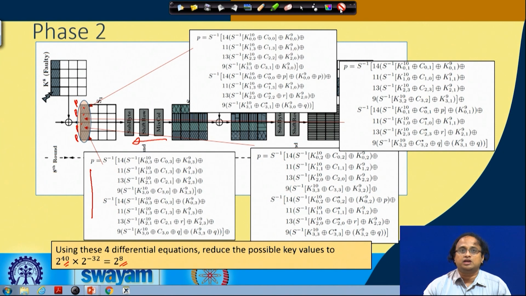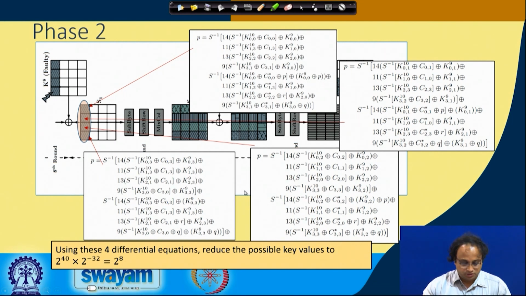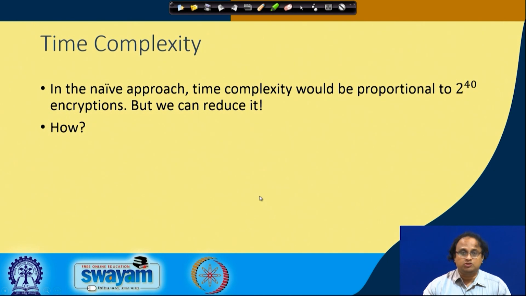But remember that if you do the attack in this way, then you have to try all the 2 power of 40 keys, which means that your time complexity is proportional to 2 power of 40 values. So you can reduce the time complexity even further. The question is how.